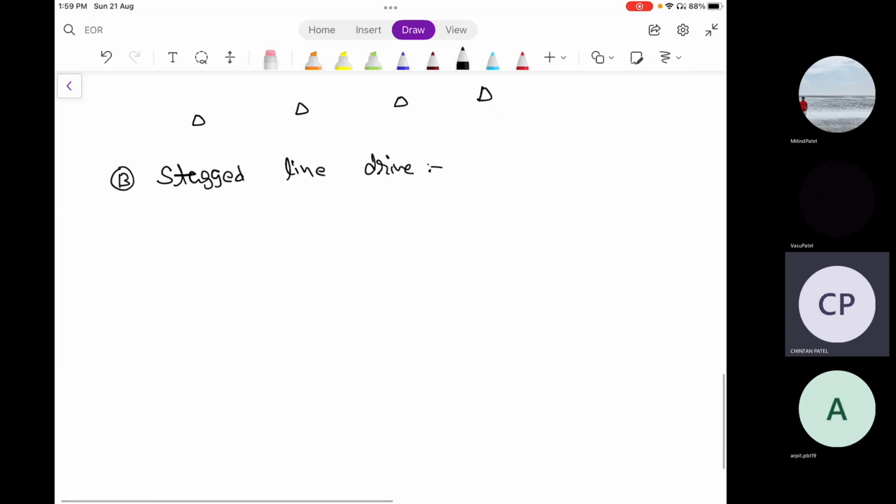What does it mean? It means simply this. In each alternate row we have production versus injection wells. Let's say this is a production well. In the next line we will have an injection well, but it is not directly opposite. The next injection well is not here; it will not fall here, but it is laterally shifted, or laterally displaced, that means horizontally displaced. So my injection well is like here.